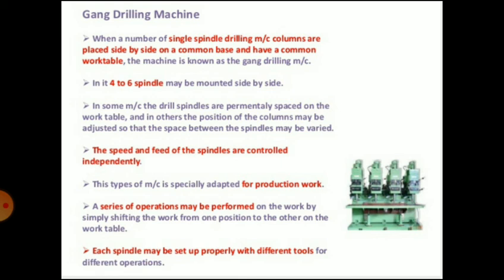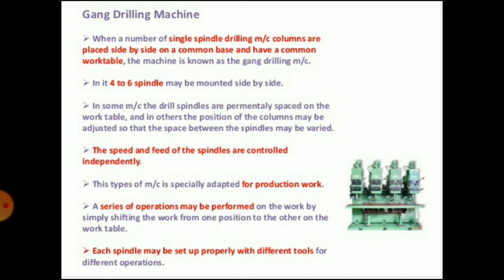The series of operations may be performed on the work by simply shifting the work from one position to the other on a work table. Each spindle may be set up properly with different tools for different operations. So you can perform the different operations step by step. On the first spindle, you can produce the pilot drill. Then in the second column, a bigger diameter drill. On the third, you can perform the reaming operation. So like that.